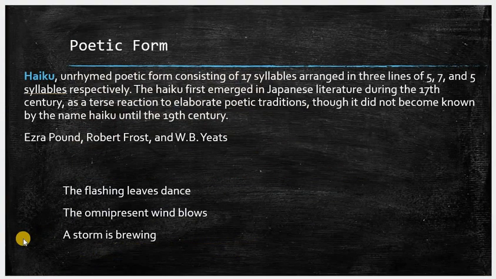Another form of poetry is the haiku. A haiku is a poem of 3 lines, in total of 17 syllables, arranged as 5, 7, 5 syllables respectively. It started in Japan, written by monks. However, it spread later to other parts of the world, and we have poets like Ezra Pound, Robert Frost, and W.B. Yeats writing haikus in English.